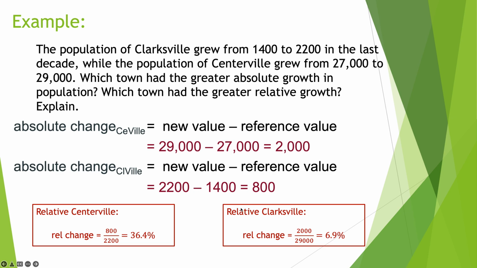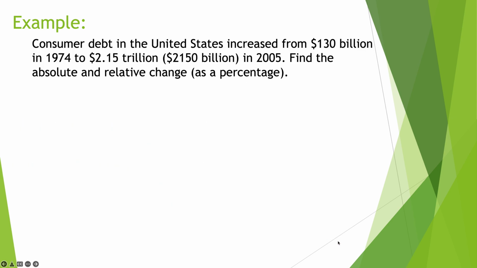So other than some mislabeling by me, I think you get the idea. When the population changes 800 out of 2,200, then that is a huge change. It's a 36% change. When the population changes 2,000 out of almost 30,000, it's still a significant change, but it's not nearly as much. So the relative is an important thing that you must factor in when you consider what's going on. Okay, let's get a little bit more relative and let's talk about consumer debt in the United States.